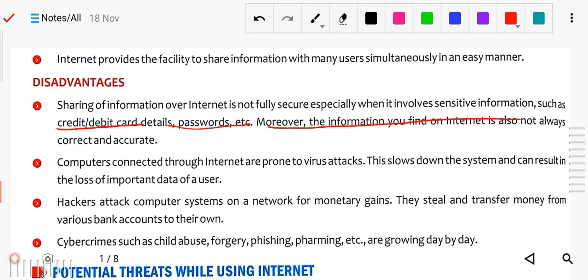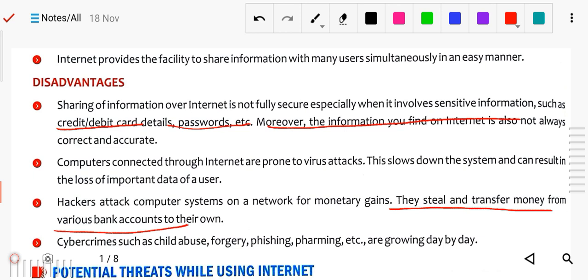Hackers will attack the computer, meaning they will intentionally break into your computer and access the data from it. Likewise, they can steal information and money, like your password and ID from your bank account. Cyber crimes such as child abuse, phishing, pharming, etc.